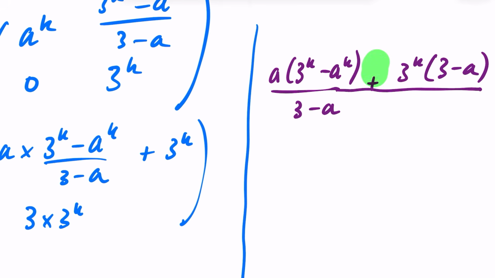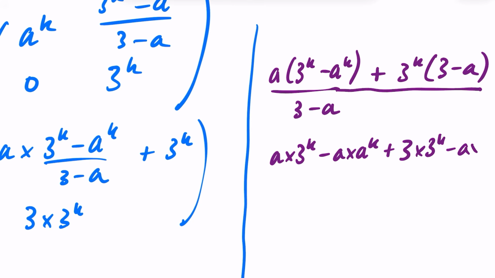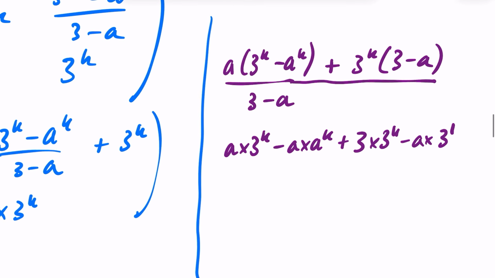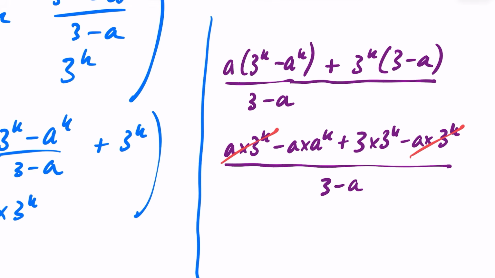So now that I've got it here, not the highlighter, I'm going to use the eraser so I can put that plus sign exactly where I want it. Now I can just keep working on this. So I have a multiplied by 3 to the power of k minus a times a to the power of k, plus 3 times 3 to the power of k minus a times 3 to the power of k, all divided by 3 minus a. Now, do you notice anything in the numerator? This and this cancel out, which then just leaves me in the numerator with this.